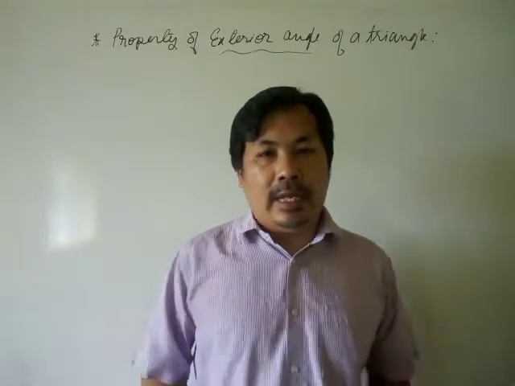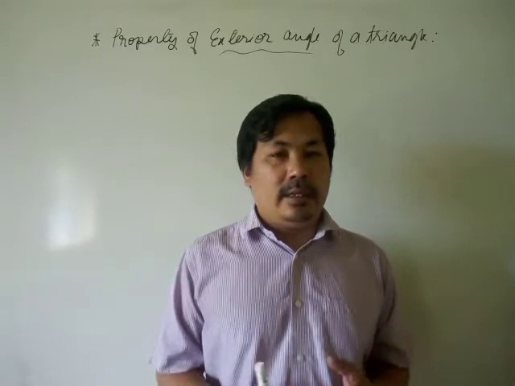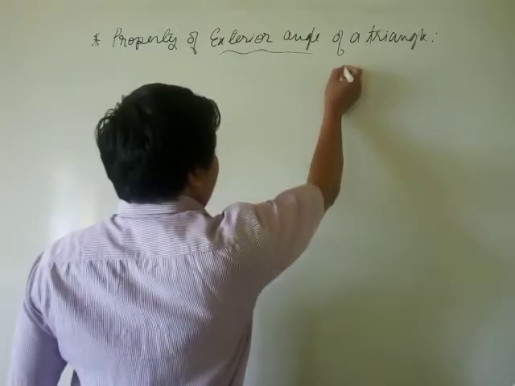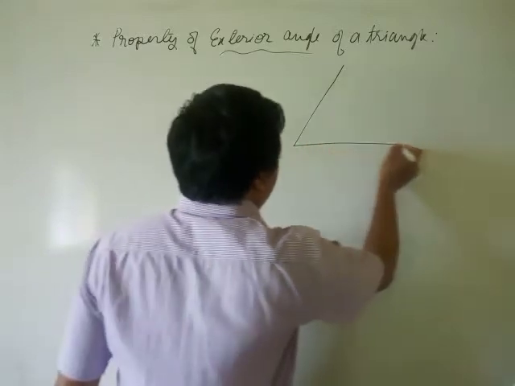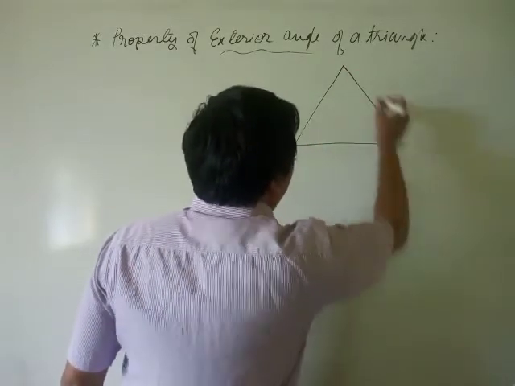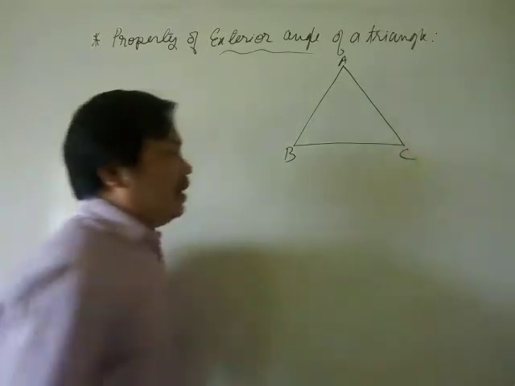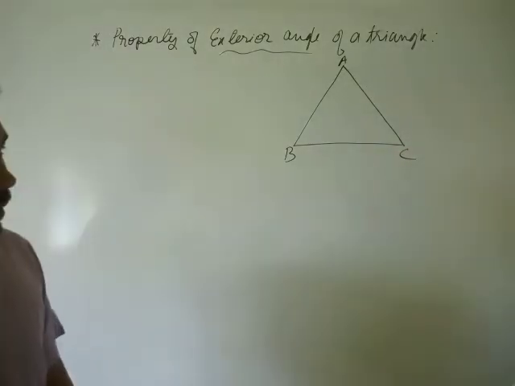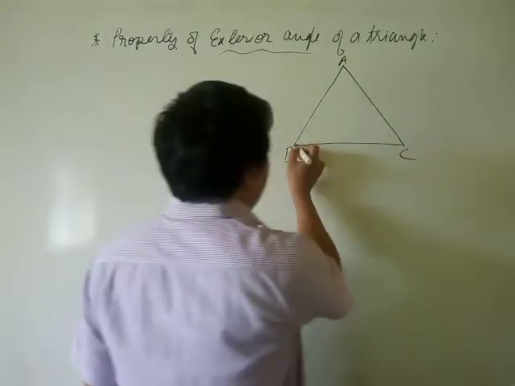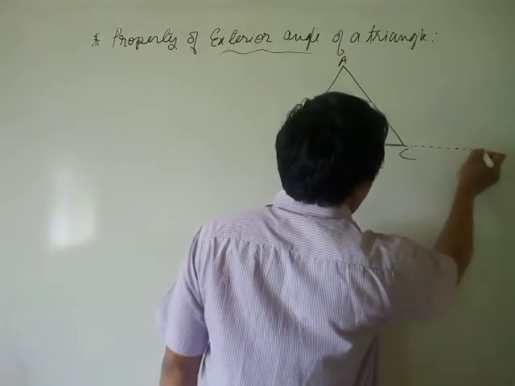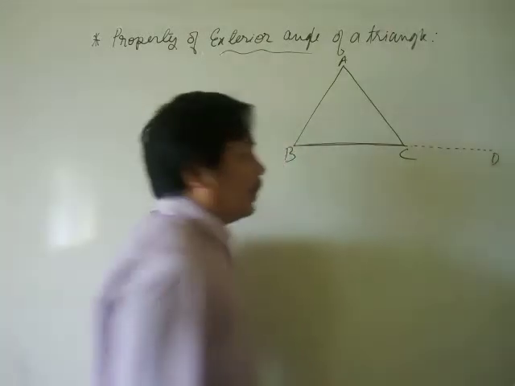What is the exterior angle? Let us see. How can we get the exterior angle? For example, let us say that a triangle ABC is here. Let us think that the side BC is extended up to D.